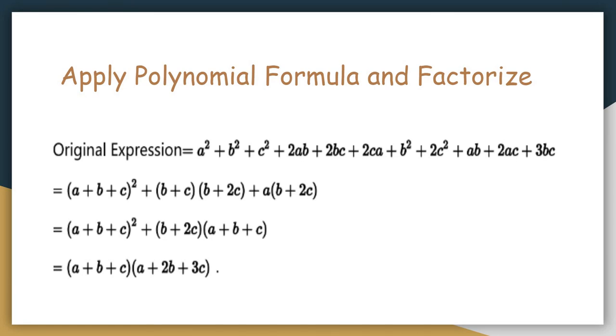A plus b plus c in parentheses squared, and then you can factorize b plus 2c from the next two expressions. So it will be plus b plus 2c in parentheses times a plus b plus c in parentheses. And then factorize out a plus b plus c. So then you get a plus b plus c plus b plus 2c, which will equal a plus 2b plus 3c times a plus b plus c. So the answer to the problem is shown on this big screen.